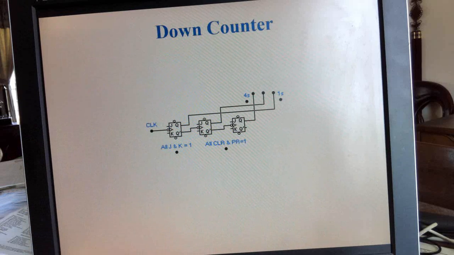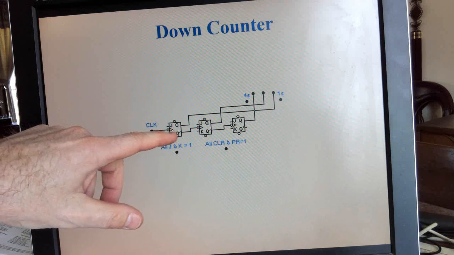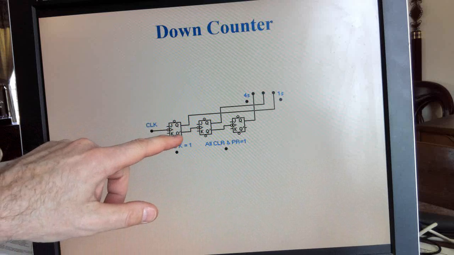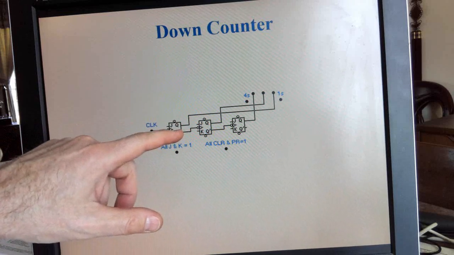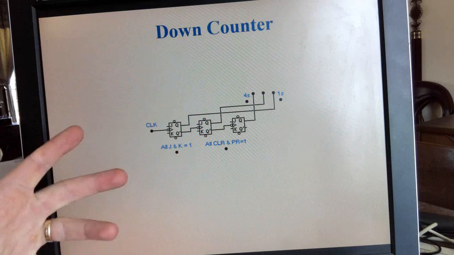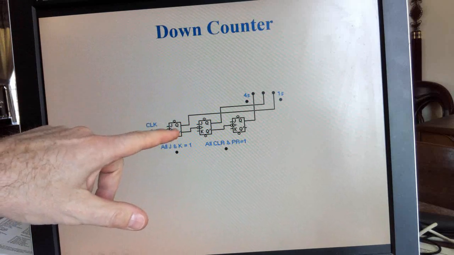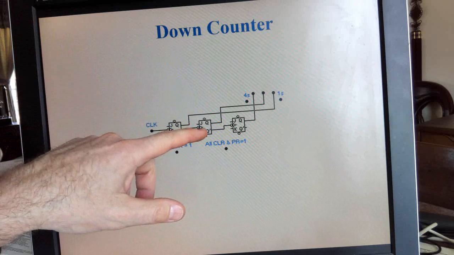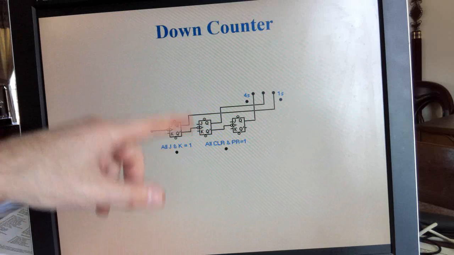All right, and the last thing I want to cover is the down counter. If you look at this, hopefully you'll pick up, instead of coming out of Q and going into the clock, you come out of Q prime. So what you'll see now, instead of counting up, you're actually going to be counting down. That's the difference. So when you look at a counter sequence, you want to check the flip-flops, and if it's coming out of Q and going into a clock, you're going to be counting up. If you're coming out of Q prime and going into a clock, you're counting down.